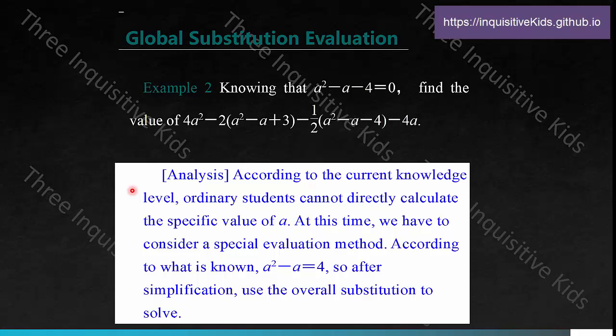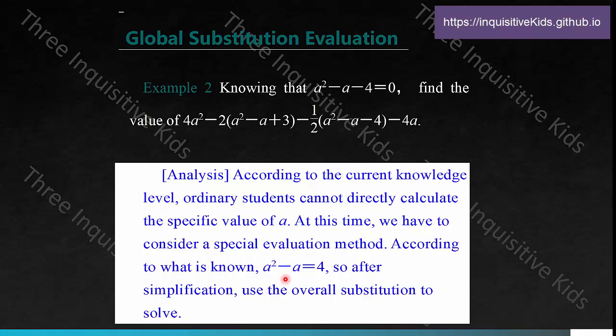So after simplification, is the overall substitution to solve. So we haven't learned, and we don't need, and we cannot know the exact value of A. We don't need to. But we don't just have to know the value of A to solve. Why not use the value of a whole algebraic expression? Wouldn't that be better instead of just knowing the value of A? We know the value of a whole algebraic expression.